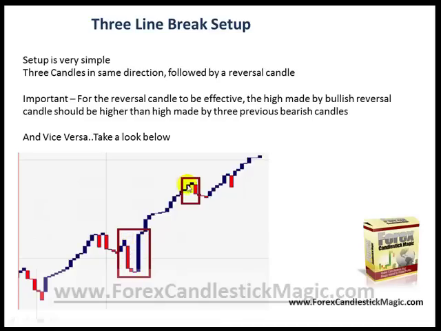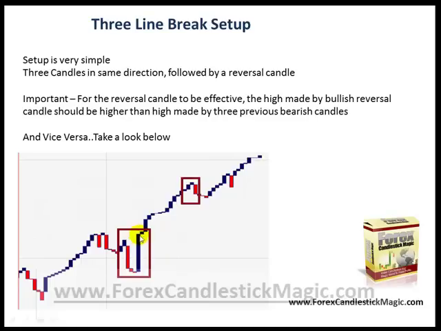If you look here, for example, this is a bearish three-line break setup. One bullish candle, another bullish candle, followed by another bullish candle, but this bearish candle, the low of this bearish candle is lower than the low set up by these three candles. So this candle has to break the range set up by these three candles, and similarly the bullish candle has to be higher than the range set up by these three candles.